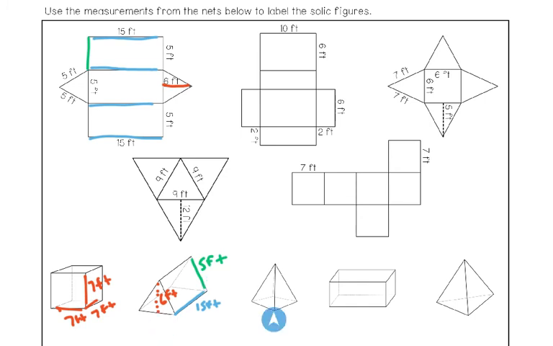Take a second, try the next one all by yourself, find the net, and then transcribe those measurements onto this 3D figure. Pause the video now and press play when you're ready to check. So this is a 6 by 6 base. I got that from these blue lines. 7 feet is the slanted length of that triangle. And then the height of the triangle is 5 feet.